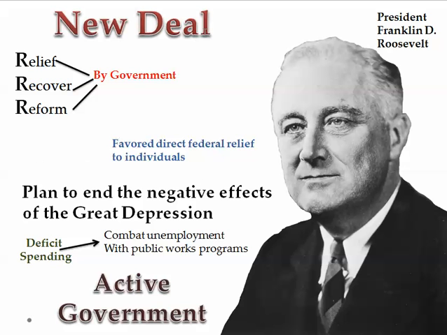And so his New Deal program is essentially a plan to end the negative effects of the Great Depression. The biggest negative effect of the Great Depression was widespread unemployment. So FDR is going to create a lot of deficit spending. What that means is the United States is going to go into a lot of debt. The federal debt is going to skyrocket because he's going to spend a lot of money to get us out of the Great Depression. And he wants to combat this widespread unemployment by issuing to people public works programs or public jobs provided by the government rather than business.